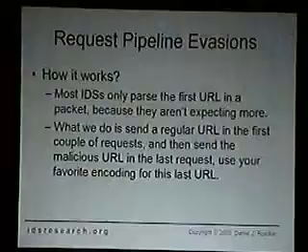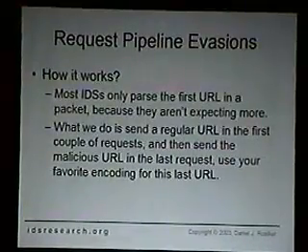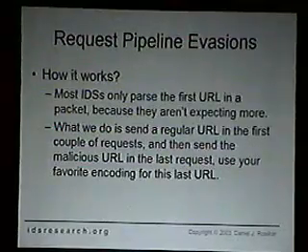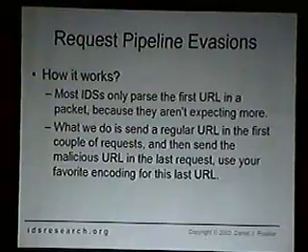So as we look at that, it's actually very effective in evading IDSs. How does it work? Well, most IDSs only assume that one HTTP request packet is going to contain one URL. But with request pipeline evasions, that's not the case anymore. You can put as many in there as you want to. So how does this work then?